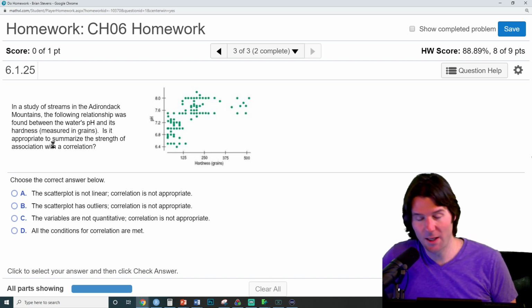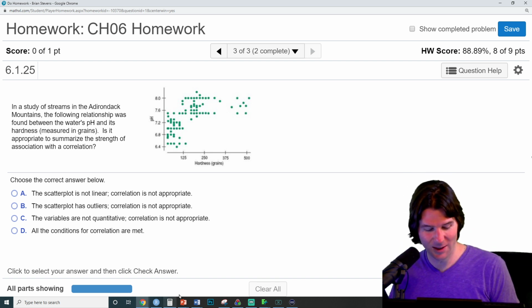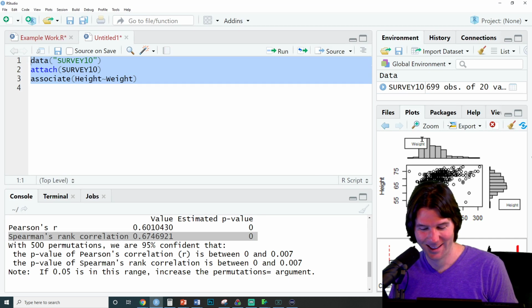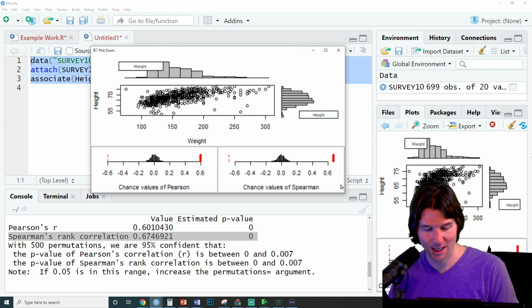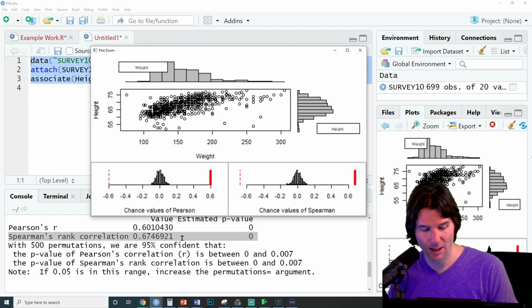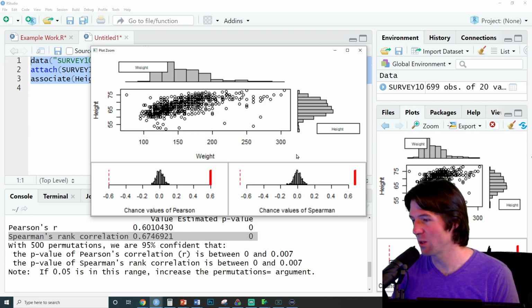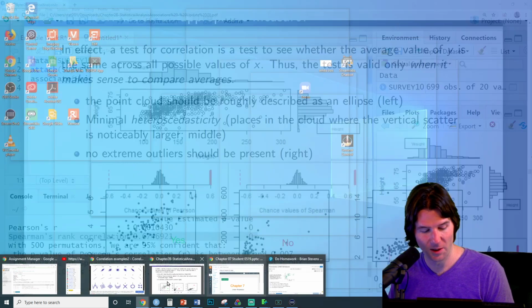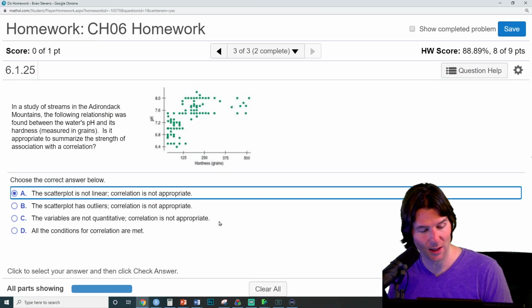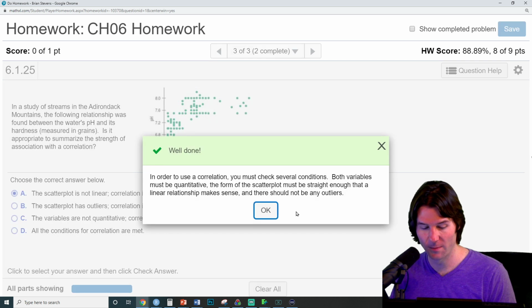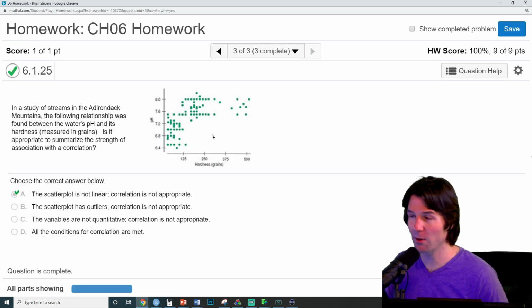The scatter plot right here is just like the one I did in R. It looks exactly like it. And if you notice on this one, the nonlinear correlation is stronger. It's got this bend out here at the end. And we literally are doing the same type of question again. So the scatter plot is not linear. Correlation is not appropriate. And there's not really outliers that much.